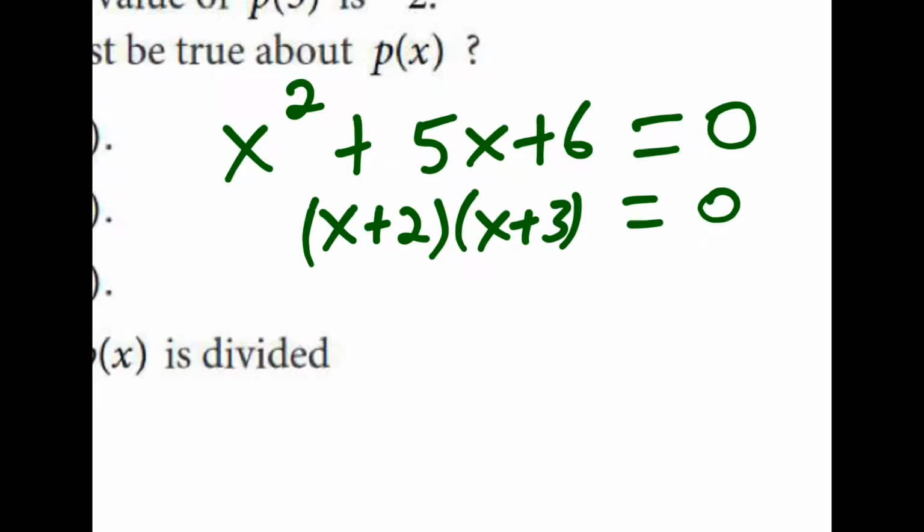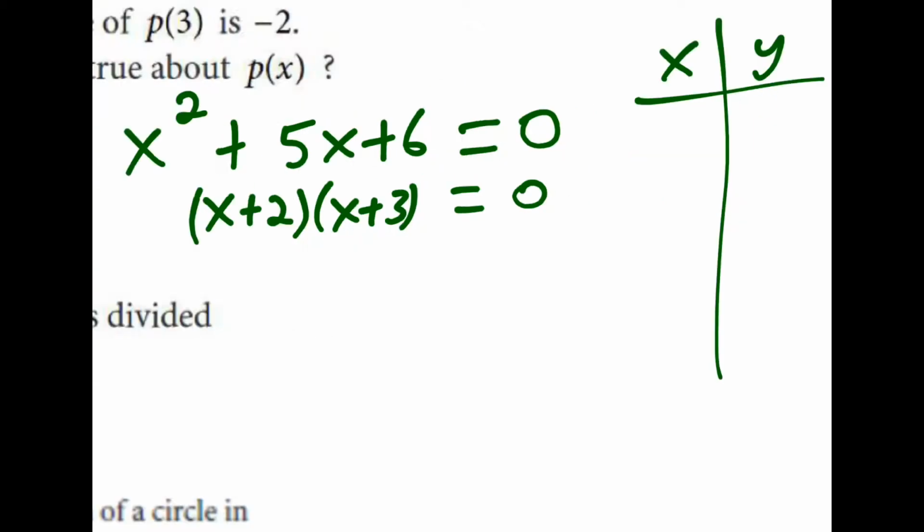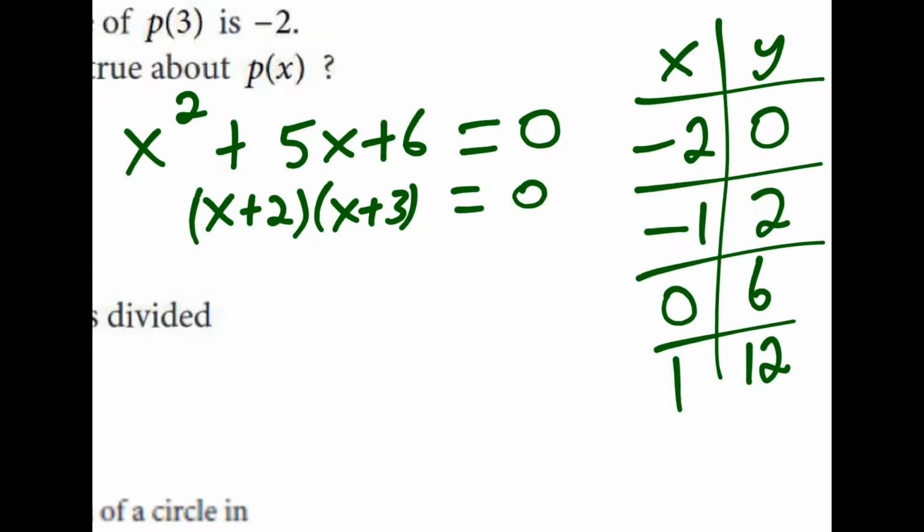So a problem might give you that if you plug in some number for x, you get different results for y. For example, if this was a table of values over here, they might ask you which one of these is a factor. And the answer would be, since y is 0 when x is negative 2, that x plus 2 is a factor. And you could figure that out based on the 0.